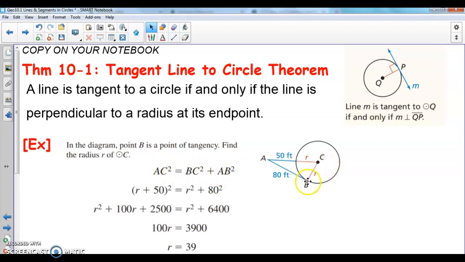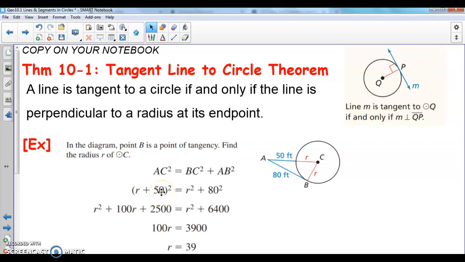So since the radius is r, we can let that be our a squared, and then 80 will be our b squared, and our c squared will be the combination of the red and the blue segment. So substituting into the Pythagorean theorem, we have r squared plus 80 squared is equal to (r plus 50) quantity squared. We bring this down on the right-hand side, and then if you look at this square of a binomial, you have to multiply r plus 50 by itself.